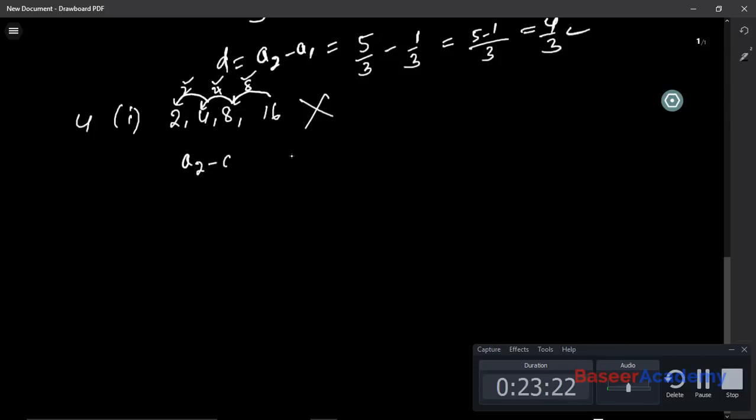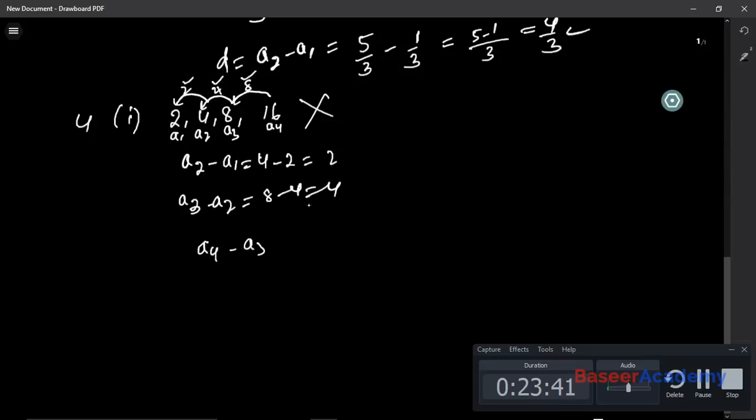I'm writing here A2 minus A1. First, the difference A2 minus A1: 4 minus 2, I'm getting 2. First term is A1, second term is A2, this is the third term, this is the fourth term. Now let me find A3 minus A2: 8 minus 4 is 4. A4 minus A3: 16 minus 8 is 8. The difference is not the same, so this is not an arithmetic progression.